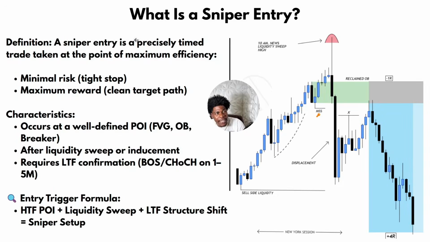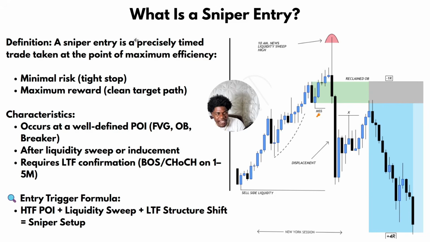Let's get into what a sniper entry is. The definition: a sniper entry is a precisely timed trade taken at the point of maximum efficiency. It uses minimal risk, like a tight stop loss, and provides the maximum reward, a clean target path. Some key characteristics: it occurs at a well-defined point of interest, such as a fair value gap, an order block, or a breaker order block.